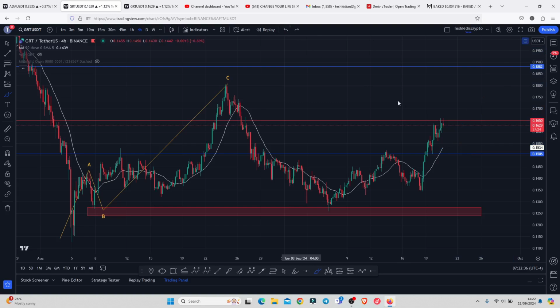But if by any chance we get a pullback losing support on the 0.1506, then the next key areas of support to watch out for lie between the 0.1276 and the 0.1241. So that is the price action that I'm expecting to play out here on the GRT chart on the short term and also on the long term. Let's be patient and see how that plays out, and I will be keeping you up to date.